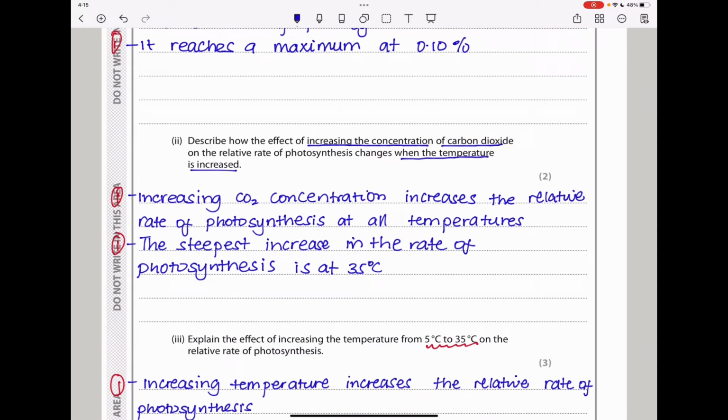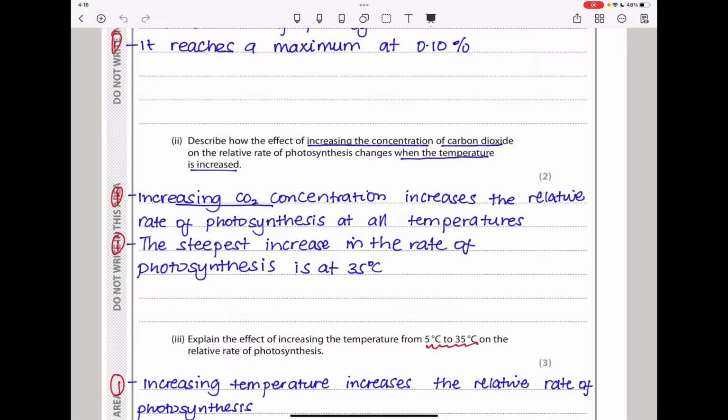The next part says, describe how the effect of increasing the concentration of carbon dioxide on the relative rate of photosynthesis changes when temperature is increased. We know that increasing the temperature increases the kinetic energy the particles have, therefore the rate of reactions will always increase. So here I said, increasing the carbon dioxide concentration increases the relative rate of photosynthesis at all temperatures. And then we say the steepest increase in the rate of photosynthesis is at 35 degrees. That is evident from the graph. The highest increase was at 35 degrees.